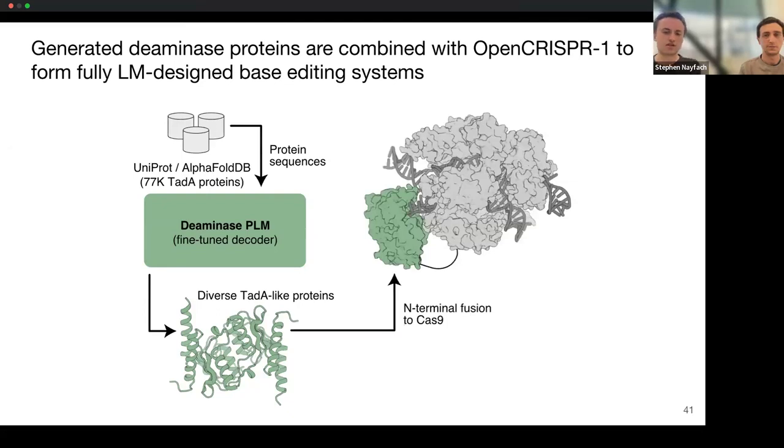To build the base editing construct, we simply take these generated TadA-like proteins and fuse them with an N-terminal linker to a Cas9. So then you get something like the structure shown on the right here, where you have Cas9 as the gray protein that'll target your genomic site via its guide RNA. And then the base editor, by being tethered to the Cas9, is positioned to edit an A to a G, for instance, for the base editors we built.